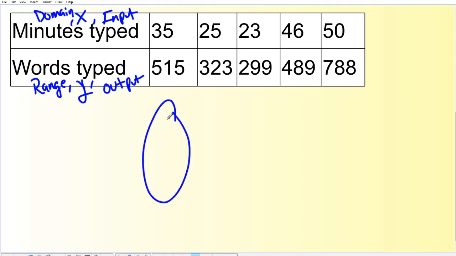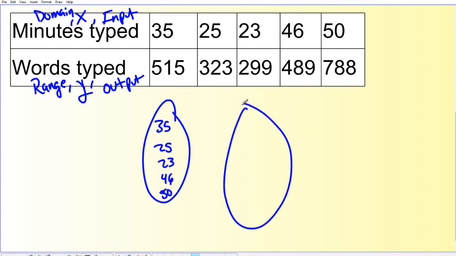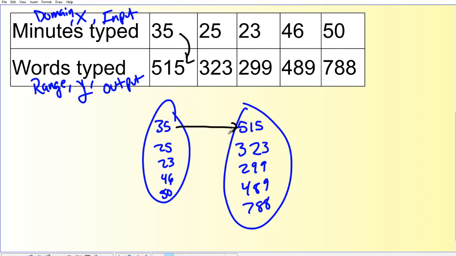So what I'm looking for is, if I look at this, 35, 25, 23, 46, 50. Notice I didn't really put the numbers in order. That's okay. And I'll make this one bigger just because numbers are bigger. 515, 323, 299, 489, 788. Now, if I start mapping, 35 minutes, 515 words. 25 to this guy, 23 to that guy, 46 to this guy, 50 to that guy. I have each input with exactly one output.